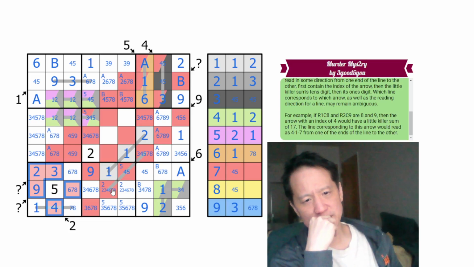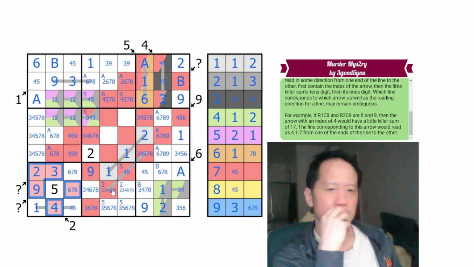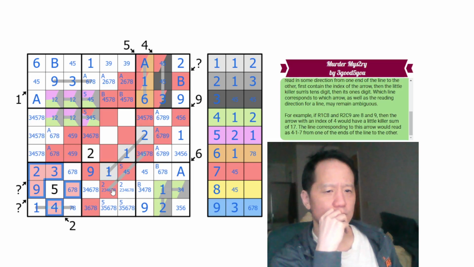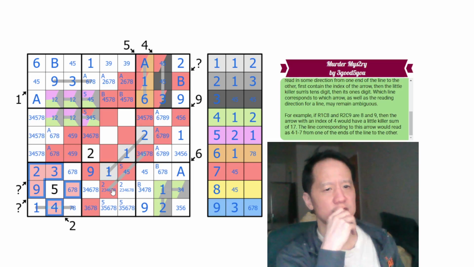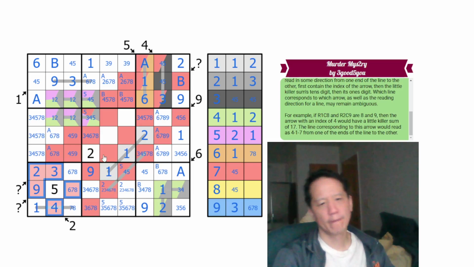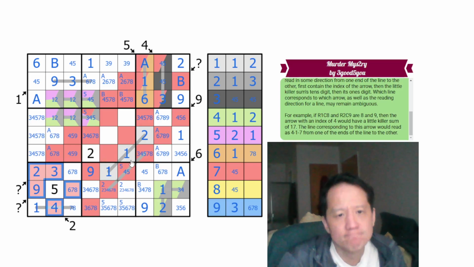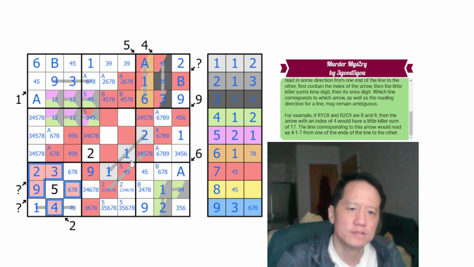Oh, I must have missed that other one previously. 18 plus 8 is 26. Plus 66 is 102. Or we just don't include.